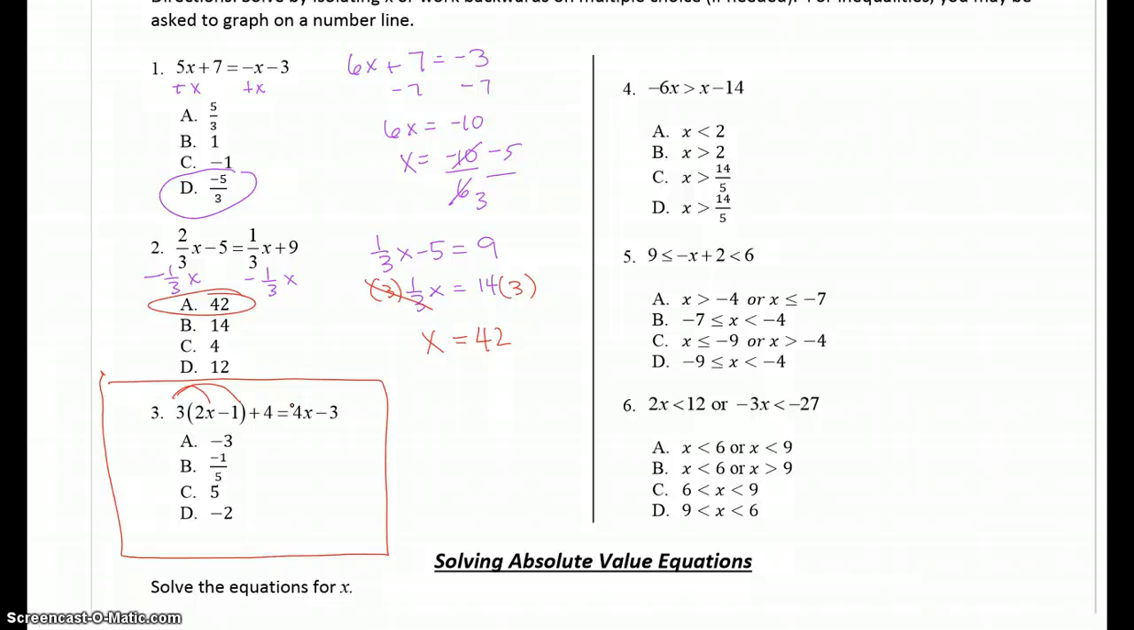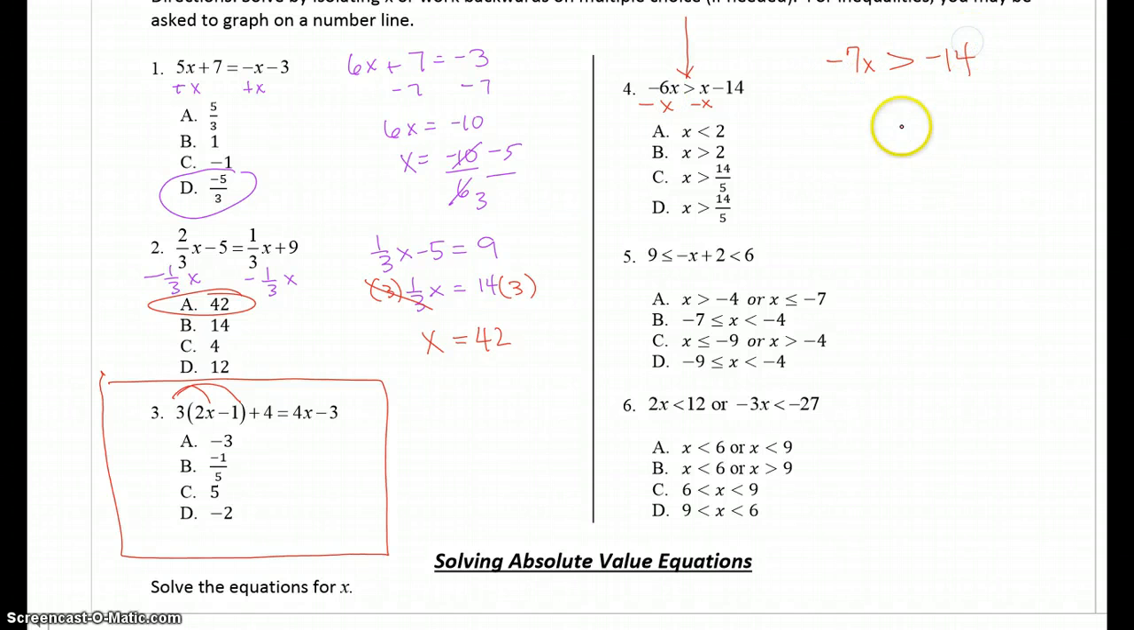Number 4. This is an inequality. You're going to do it the same way as an equality, only you're going to flip the sign if you multiply or divide by a negative. So first, I'm going to subtract 1x from both sides. I get negative 7x is greater than negative 14. I am going to divide by a negative 7. So instead of greater than, I have to flip it to less than. Negative over negative is a positive 2. The answer is A.